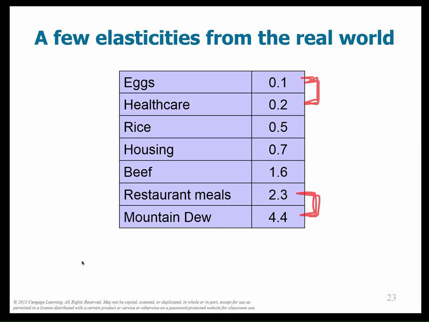A good way to think of the elasticity is it goes from 0 all the way to infinity. The numbers for elasticity go from 0 to infinity, and the middle point is 1. Stuff down here is inelastic, stuff up here is elastic. It runs from 0 to infinity, and the midpoint is 1.